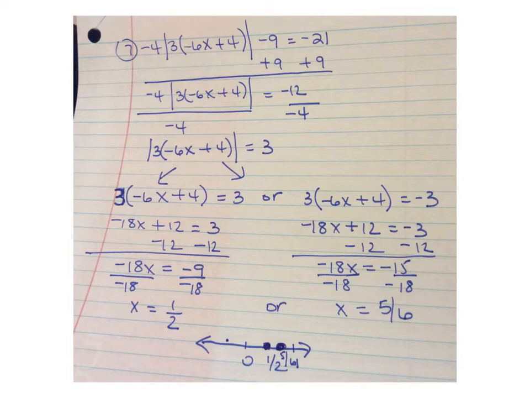Alright, so remember, the first thing you have to do is get the absolute value by itself. It took me all the way down to here to get the absolute value by itself, and it's not equal to a negative number, so I can set up my two situations. Remember, one is going to be the positive 3 and one is going to be the negative 3. When I solved both of the absolute value equations, I got x is 1/2 and x is 5/6. So when I graphed it, they both fell between 0 and 1, so my two answers are 1/2 and 5/6.